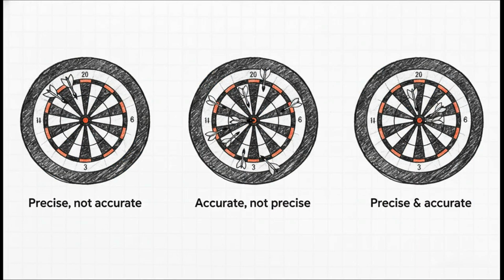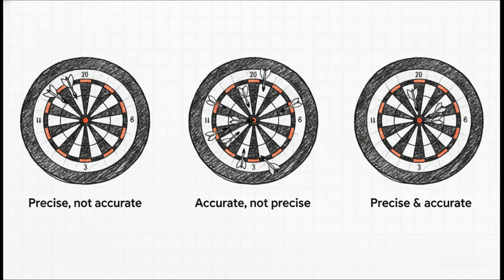Picture a dartboard. If you throw a really tight cluster of darts, but they land way off in the top left corner, you are highly precise. I mean, your technique is incredibly consistent, but you're not accurate. A systematic error, maybe a bad stance, is totally throwing you off the true value.